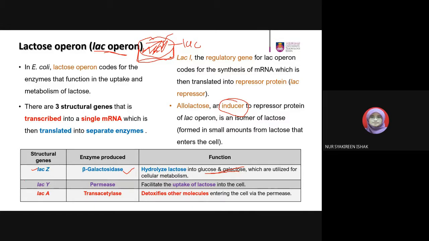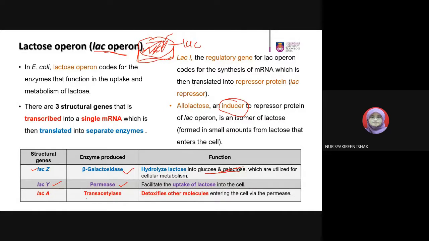Okay, and then lacY is lactose permease. What is the function of lactose permease? Is to facilitate the uptake of lactose into the cell. So macam mana lactose ni nak masuk dalam sel? Mesti ada enzim yang membolehkan dia masuk dalam sel. So in this case adalah permease, lactose permease. Lactose boleh masuk ke dalam sel dengan terhasilnya enzim lactose permease yang dikod oleh gene ni, lacY, okay, lacY.